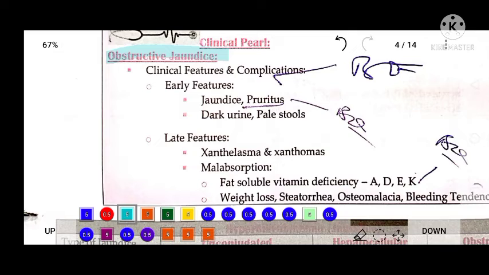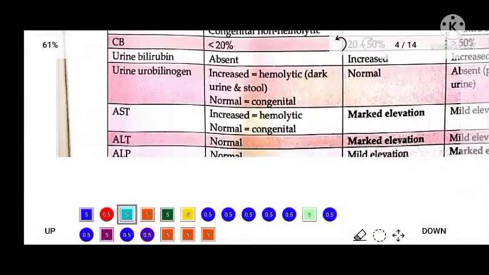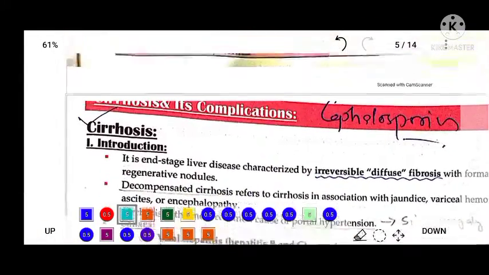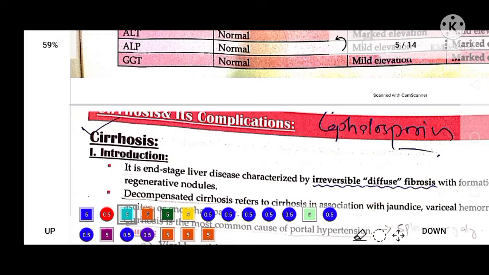Obstructive jaundice presents with jaundice, pruritus, dark urine, pale stool, xanthelasma, xanthoma, malabsorption of fat-soluble vitamins A, D, E, and K, weight loss, dyspepsia, osteomalacia, and bleeding tendency. In this way it presents. So in this way, we looked at unconjugated bilirubin and conjugated bilirubin. So this was all about hyperbilirubinemia.